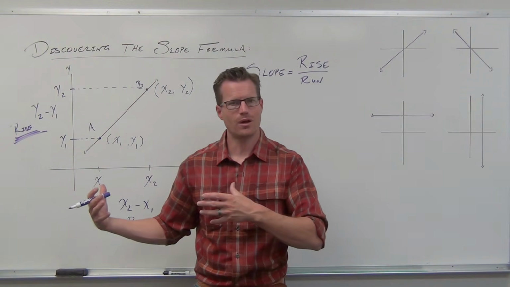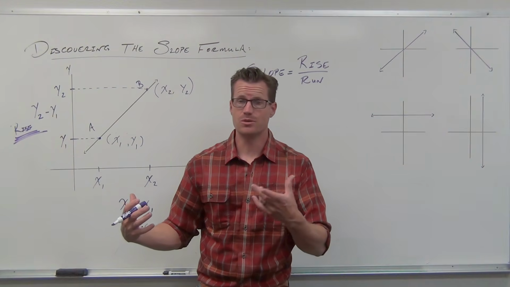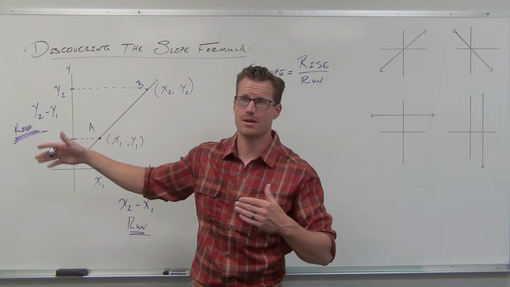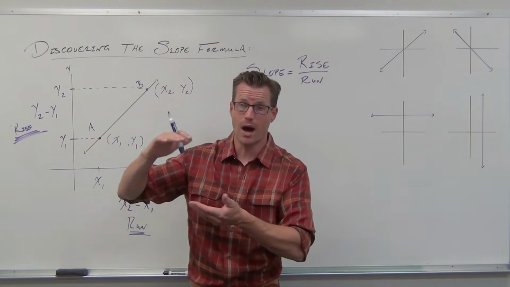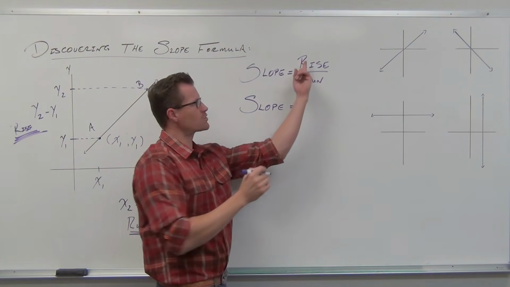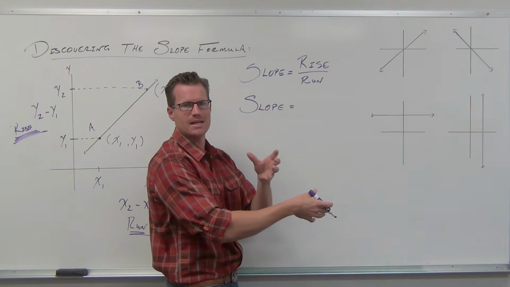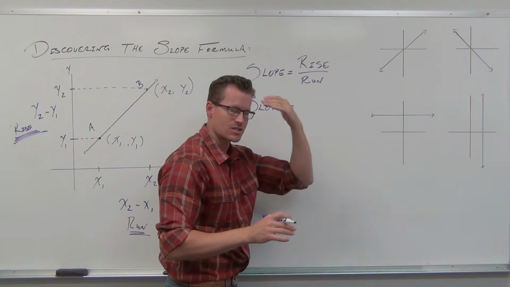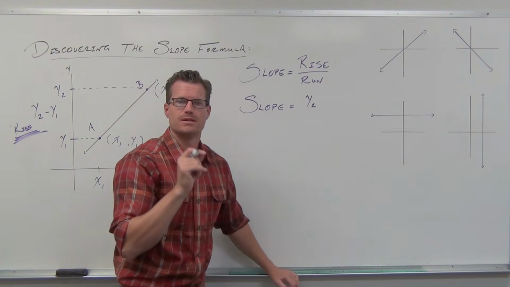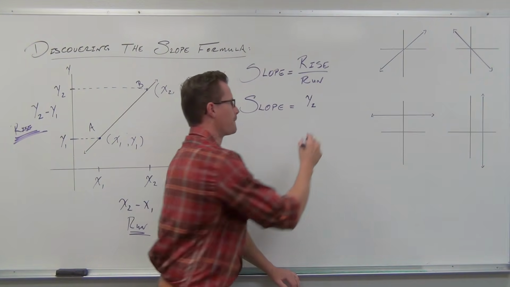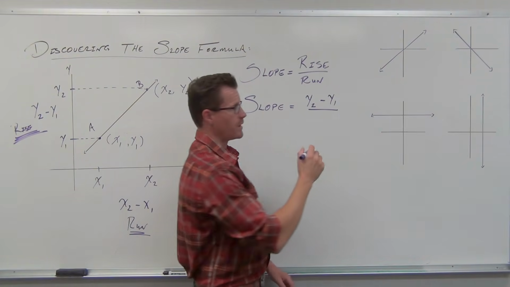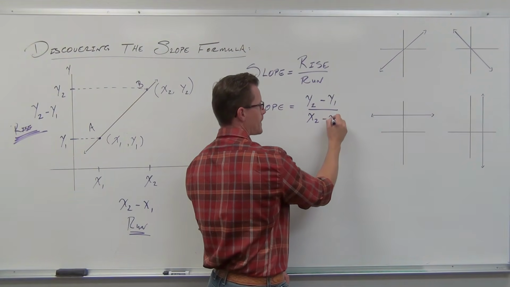So look back at the board. What expression do we have for rise? Rise has got to be vertical. That means y stuff. That means the comparison or the difference between y coordinates. So our slope, yeah, I know it's rise over run, but we have something for rise now. Something that allows us to plug in points and not just have to draw a picture and count. We have now that the rise is always the difference between the y coordinates. That's what that said. The run is always the difference between the x coordinates.